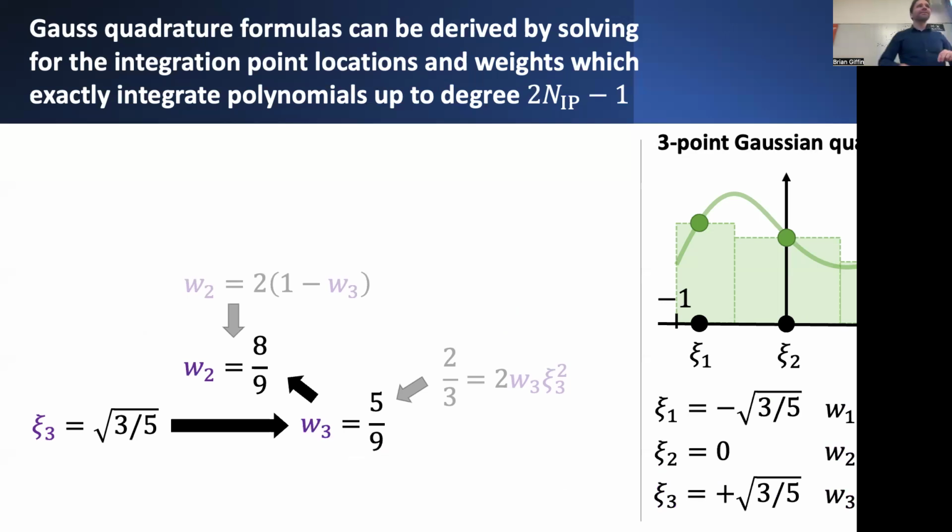So really, Gaussian integration, by construction, satisfies the condition that it exactly integrates polynomials up to maximal degree 5. All right, very cool.